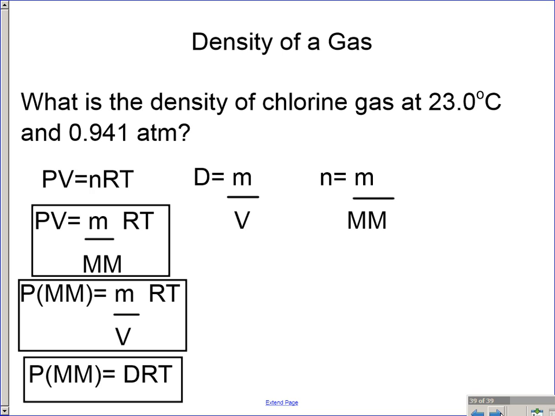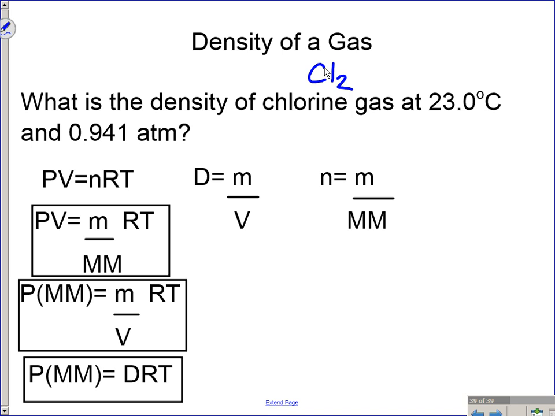So we have a converted equation. So this is PMM equals dRT. So pressure times molar mass is going to be equal to density times R times T. So now using this converted equation, we can solve for density. One thing to remember is that chlorine is diatomic, so it is going to be Cl2, so we have to account for that whenever we plug in that molar mass.